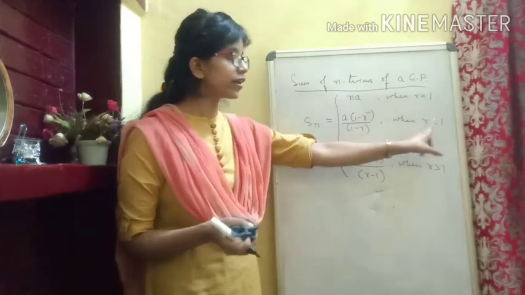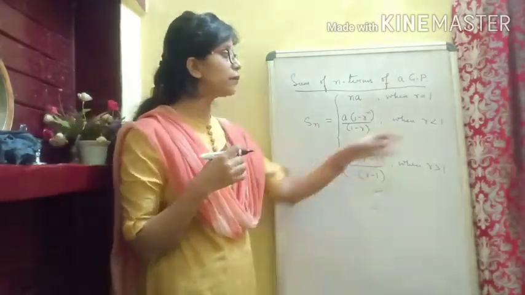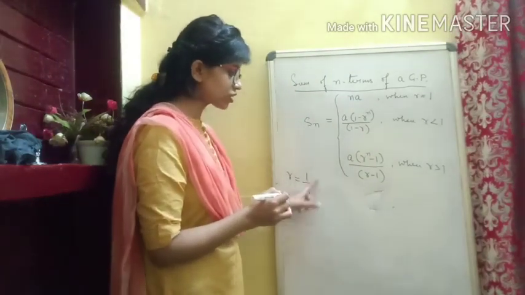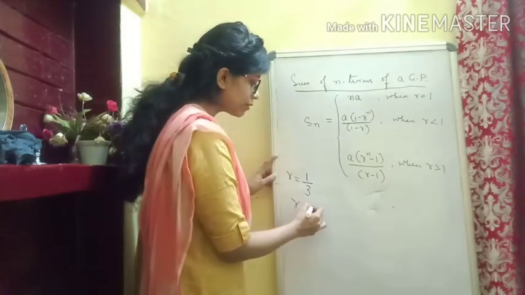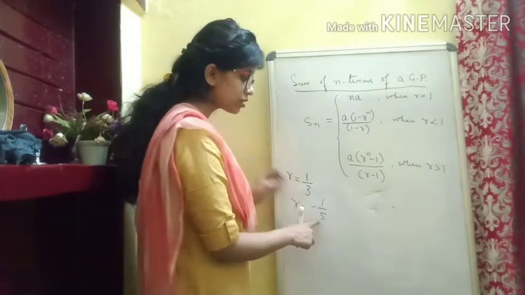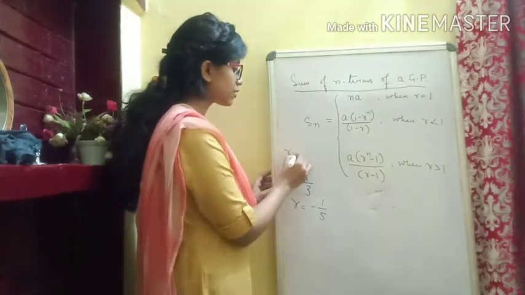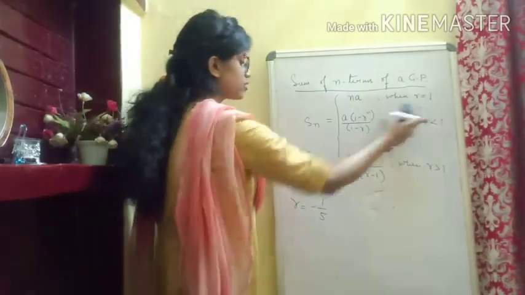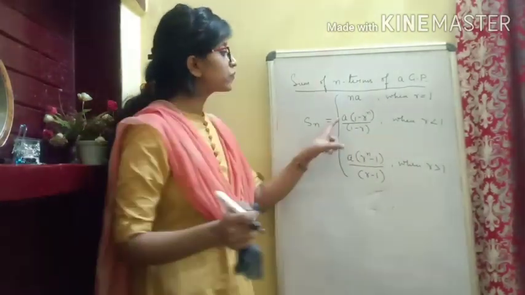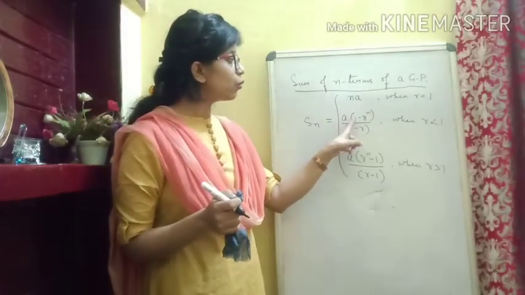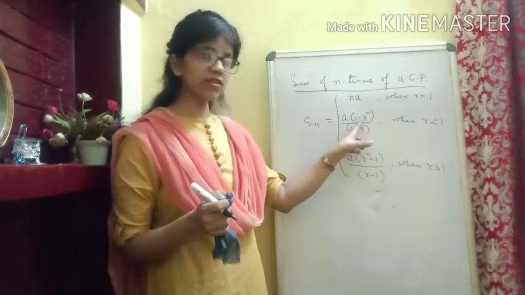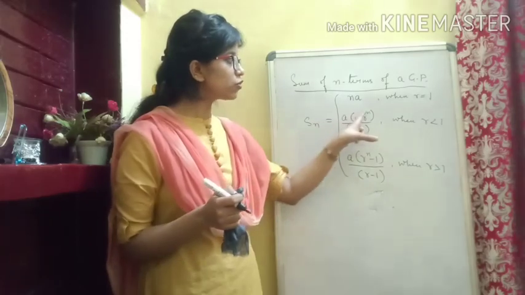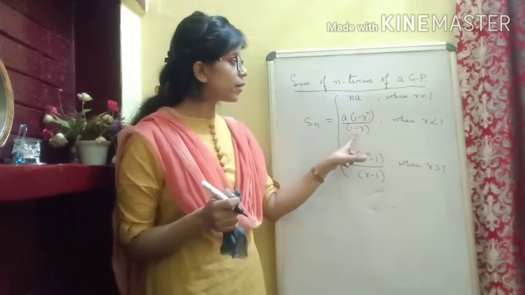Next, if we calculate r and r is coming less than 1. Less than 1 means, what if r is 1 upon 3? Of course this fraction is less than 1. What if r is minus 1 upon 5? This is also less than 1. What if r is minus 7? This is also less than 1. So whenever r is less than 1, we use the formula a, the first term, in bracket 1 minus r to the power n, where r is the common ratio and n is the number of terms we are adding, like 7 terms, so n would be 7, upon 1 minus r.